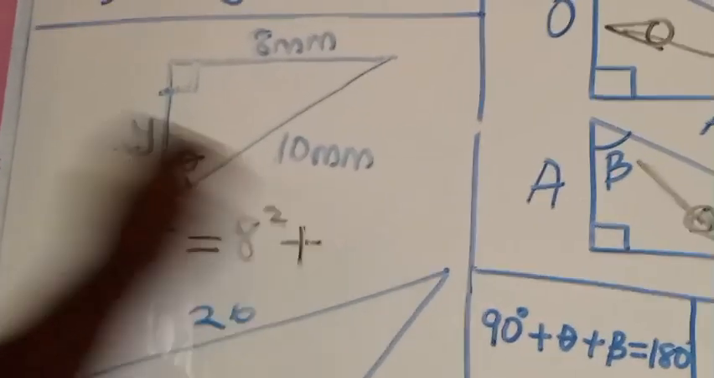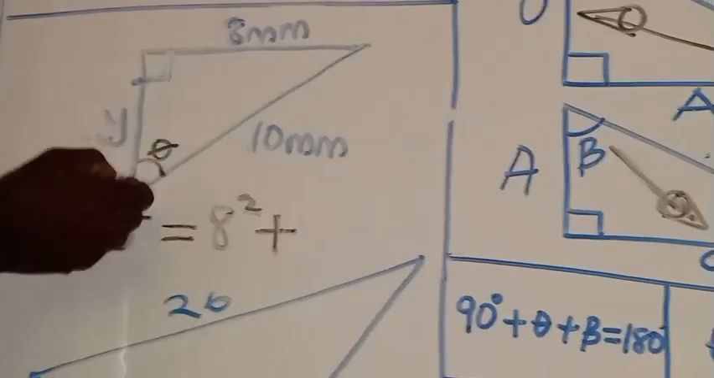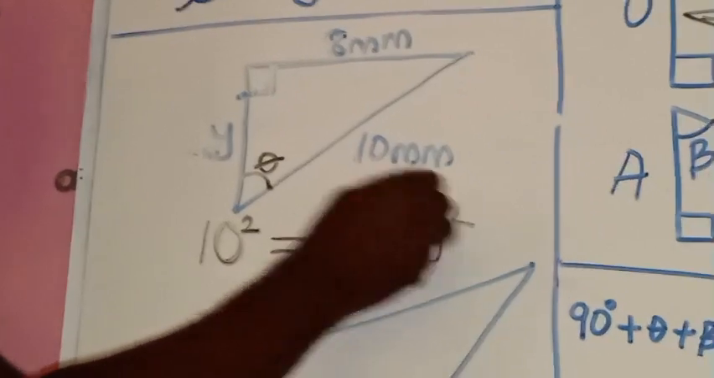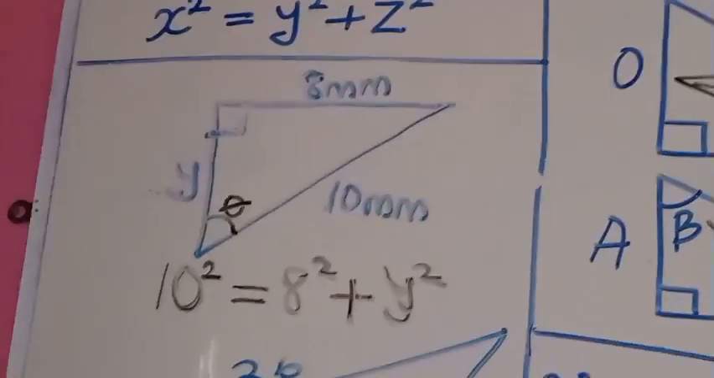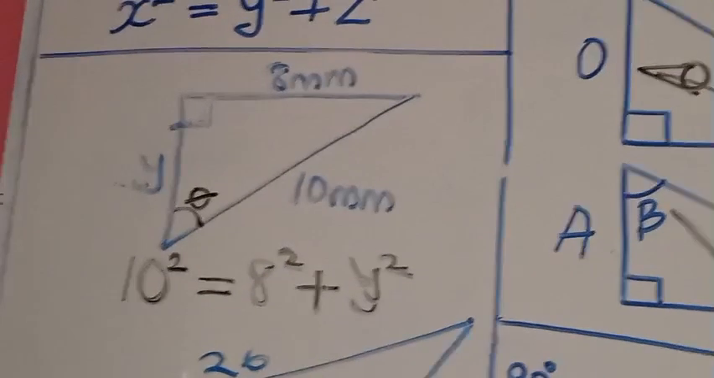Plus the other one, which will be the adjacent. Then you square it also: y squared. Okay? That's y squared. Now, what do you have? You are looking for y.